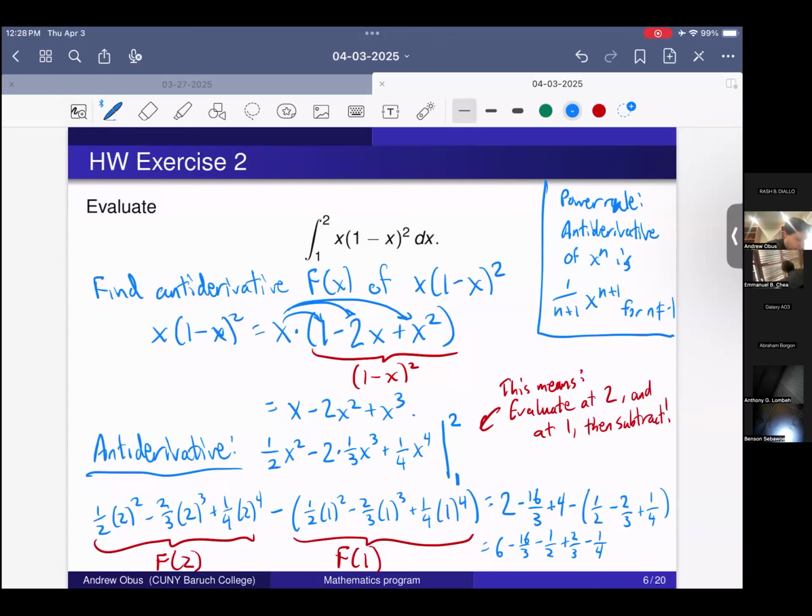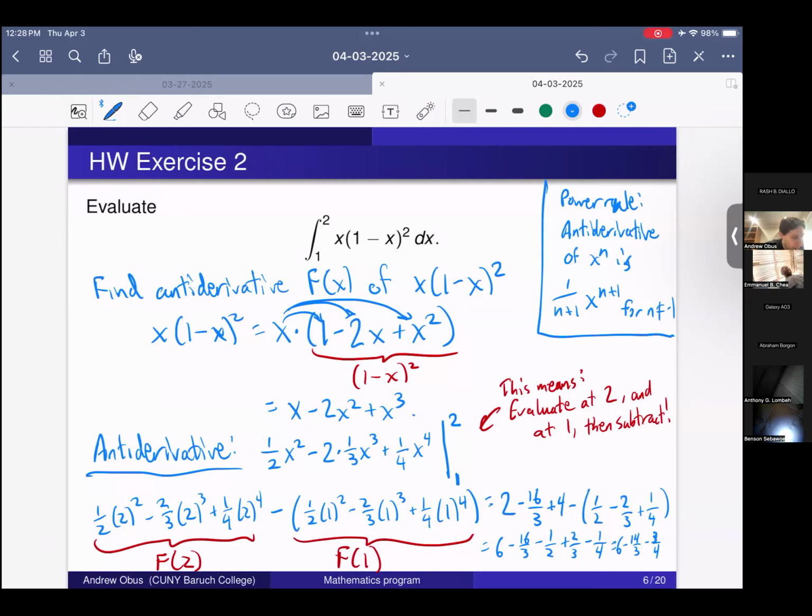And that becomes, let's see, this is 6 minus 14/3 minus 3/4. So, right, let's see. I guess we'll need to get a common denominator of 12 to do that.